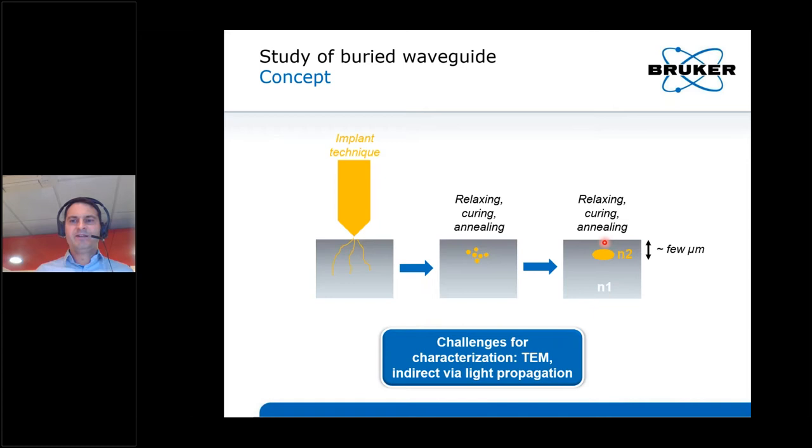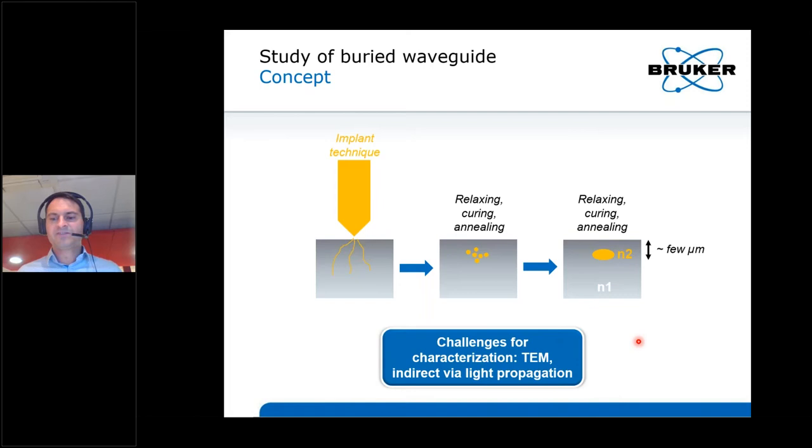The point is, it's relatively easy to manufacture this buried waveguide. However, assessing the quality is really painful. You need to do cross-sectioning, you need to do TEM sometimes, or you deduce from light propagation, seeing, let's say, the spurious light emissions along the guide, to tell whether the guide is good or not. But it's not really straightforward that way.